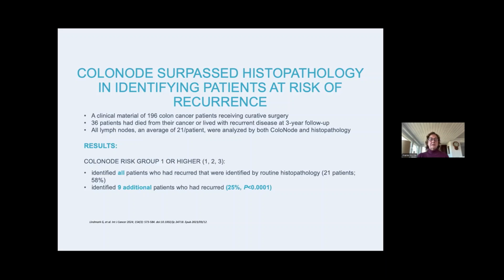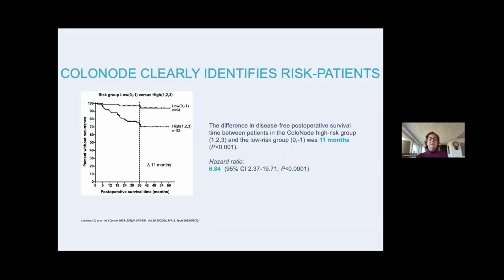The result was that ColoNode risk group 1 or higher identified all patients who had recurred that were identified by routine histopathology. This was 21 patients. And more importantly, it identified an additional 9 patients who had recurred, 25%, which was a highly significant difference, an increase in detection of patients.